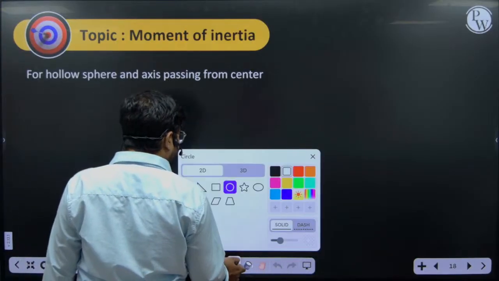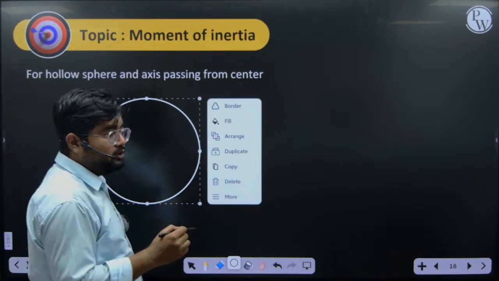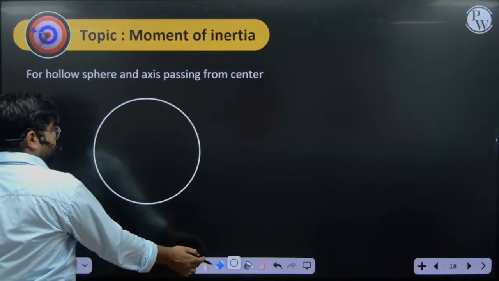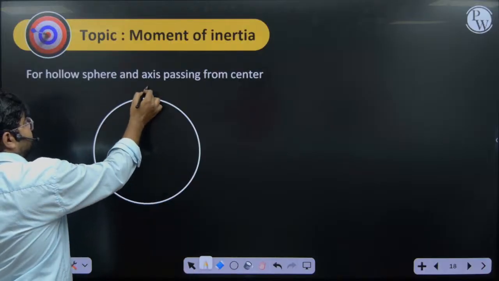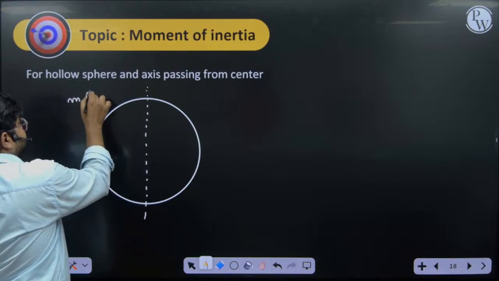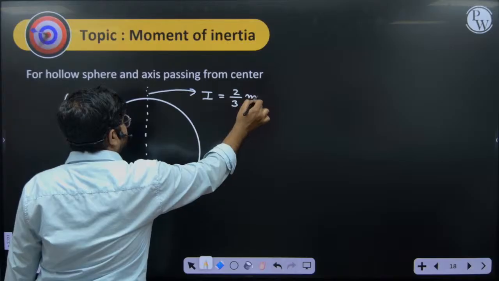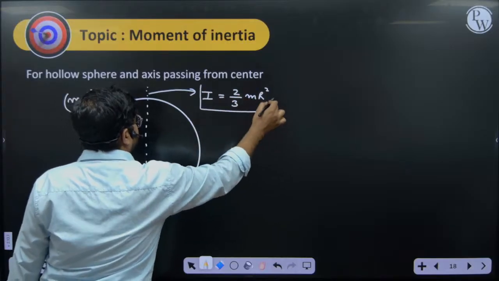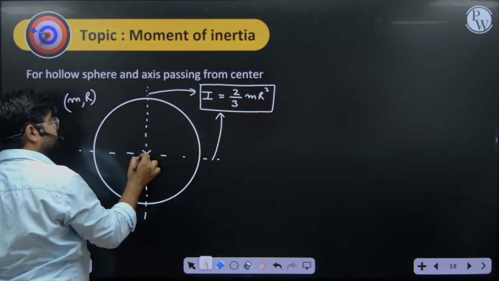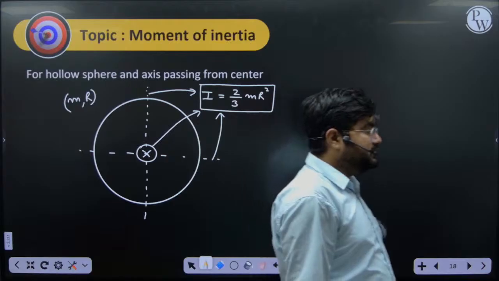Next we have hollow sphere. So hollow means inside it is empty. It only is the surface. So hollow sphere, axis passing from center, let's say mass m radius r. So the moment of inertia here is 2 by 3 mr square. And any axis passing through the center will have the same moment of inertia.